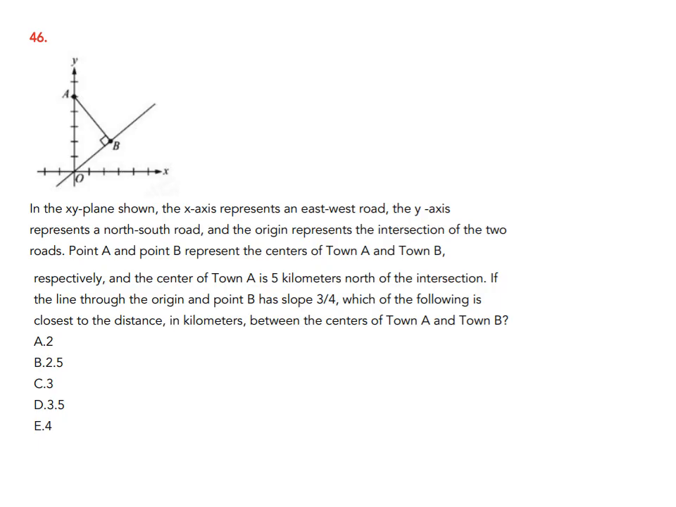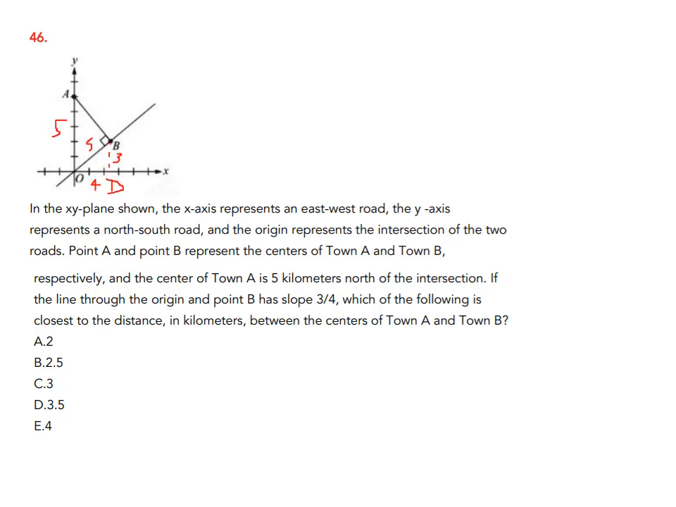Question number 46. In the xy plane shown, the x-axis represents an east-west road, the y-axis represents a north-south road, and the origin represents the intersection of the two roads. Point A and point B represent the centers of town A and town B, respectively, and the center of town A is 5 kilometers north of the intersection. If the line through the origin and point B has slope 3 by 4, which of the following is closest to the distance in kilometers between the centers of town A and town B?